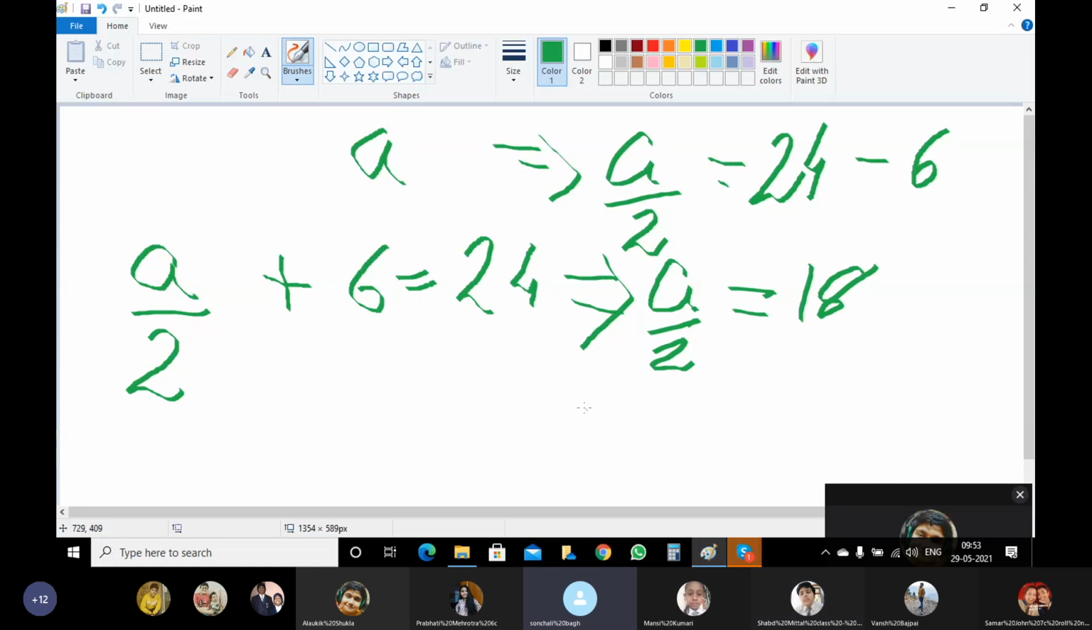So then how much will A be equal to? A will be equal to 18 into 2. 18 multiplied by 2, and that is equal to how much? Ma'am, 36.